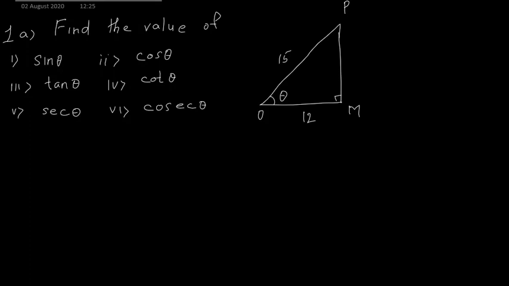Here I am going to solve exercise 17 from the ML Agrawal book. Now the first question we are going to discuss is: find the value of sin theta. Here you can see this angle is theta. Find the value of sin theta, cos theta, tan theta, cot theta, sec theta and cosec theta. So we have to find all the ratios, right?